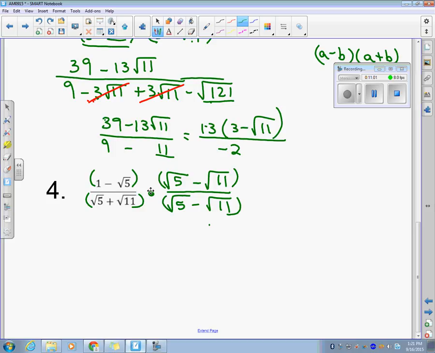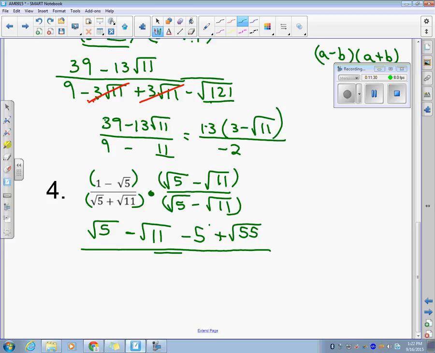So 1 times the square root of 5 is the square root of 5. And 1 times the square root of 11 is the square root of 11. And the square root of 5 times the square root of 5 turns out to be 5, correct? Can I make that jump? And the square root of 5 times the square root of 11 is the square root of 55, because they're both inside numbers. So you do multiply them.